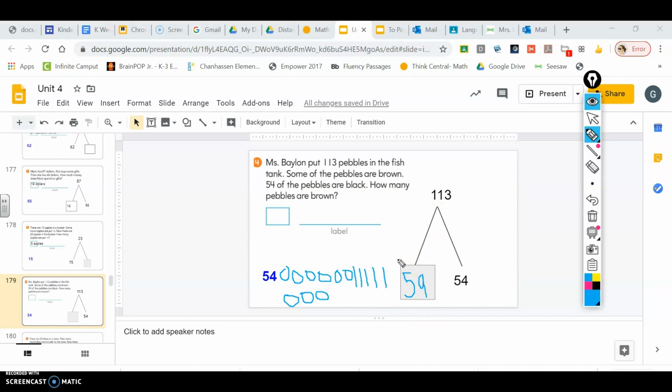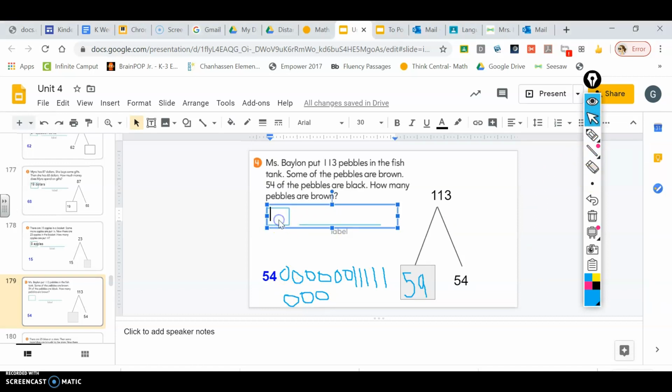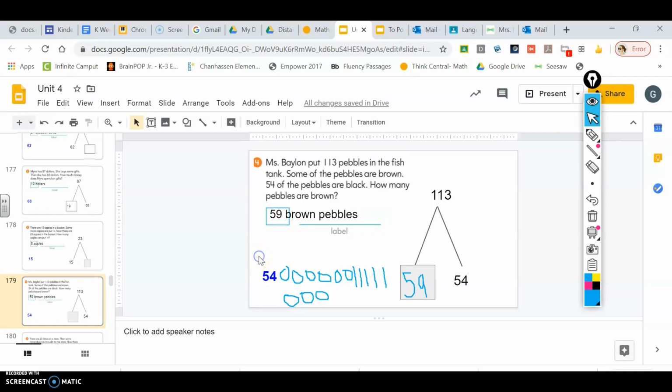But I'm going to count one more time because there's a lot of 10 sticks and ones, and I want to make sure I didn't make a little mistake. Ready? 10, 20, 30, 40, 50, 51, 52, 53, 54, 55, 56, 57, 58, 59. So since I double checked my work, I can go ahead and put my answer with my labels. How many pebbles are brown? So 59 brown pebbles would be my answer.